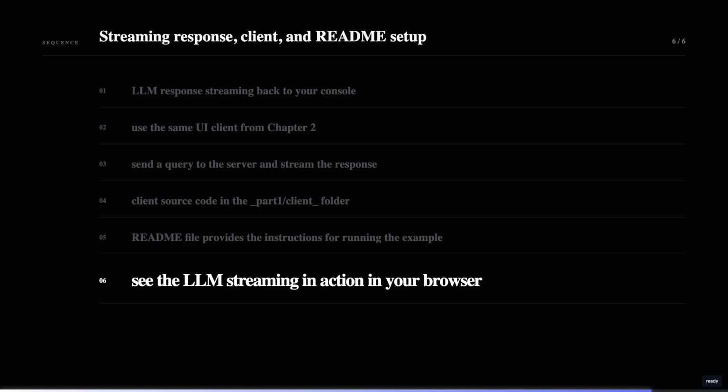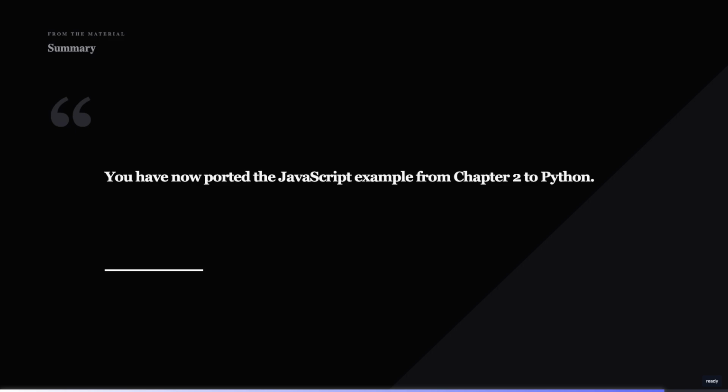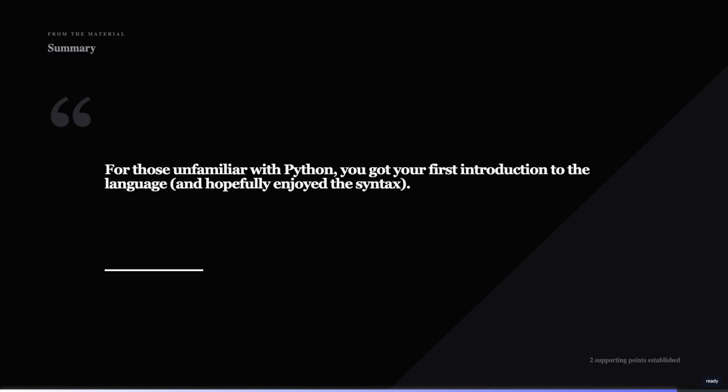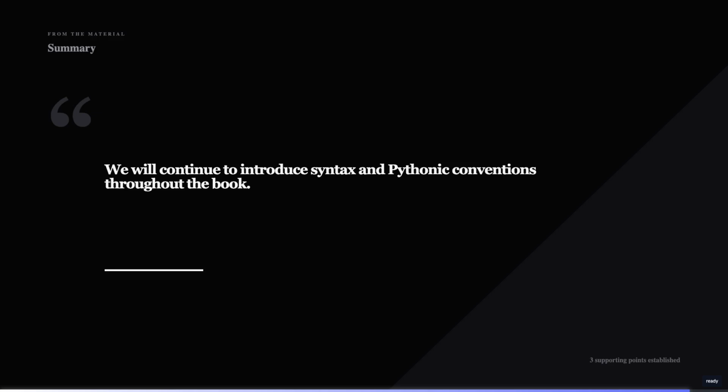You have now ported the JavaScript example from Chapter 2 to Python. Along the way, you used FastAPI and the Ollama SDK, two libraries that will keep appearing. Throughout, those libraries become part of the core Python stack for the rest of the book, and this example marks the move from the earlier JavaScript version to Python. If Python is new, this was the first introduction to the language and its syntax. More syntax and Pythonic conventions will appear as you continue. That is enough of an introduction to LLMs for now. The next step is prompt engineering.